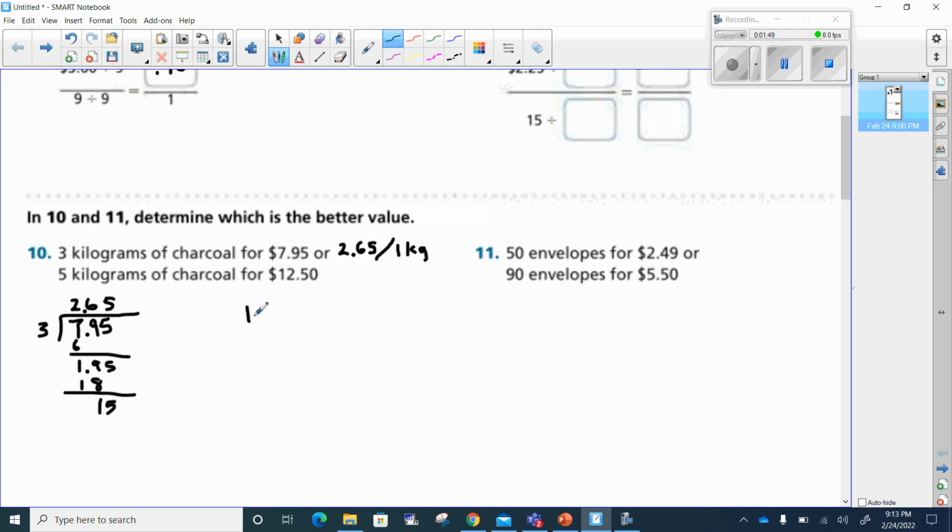Let's look at the other one. The next one is $12.50 for 5 kilograms. So when I divide that, I'm going to get 5 going into 12 2 times. I'm going to get 5 going into 25 5 times. That leaves me nothing left over, so it's going to be $2.50. So over here is $2.50 for 1 kilogram.